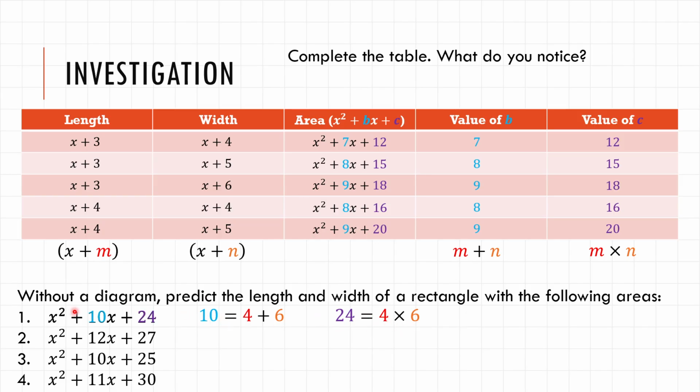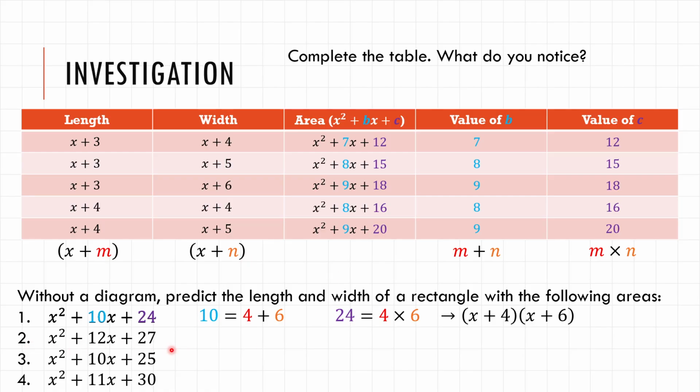And so if I want to find the length and width of a rectangle that has an area that can be represented using a quadratic model, well, I need to find two numbers that add to b and multiply to c. And the best place to start with that is not with b, but in fact with c. And in this case, we found that the length and width that would create this area is x plus 4 and x plus 6, just like we have over here, x plus m and x plus n.